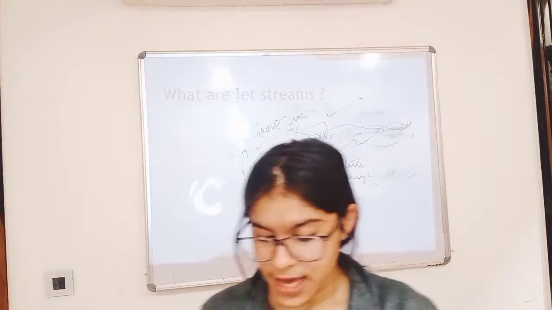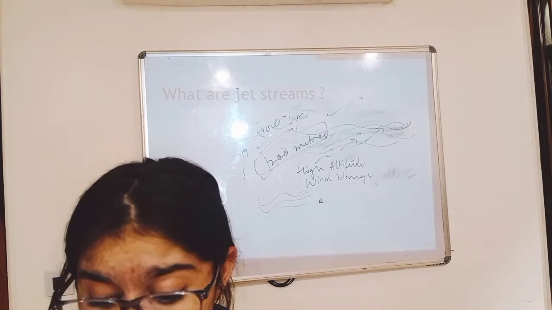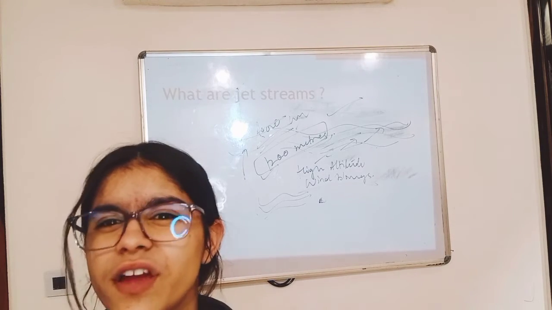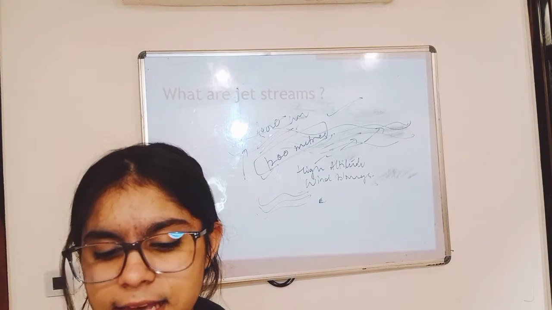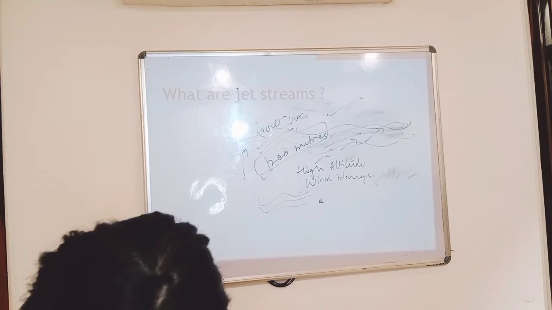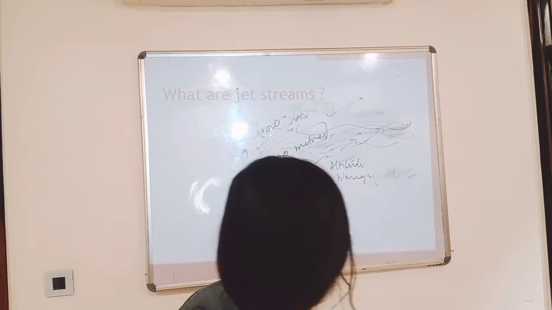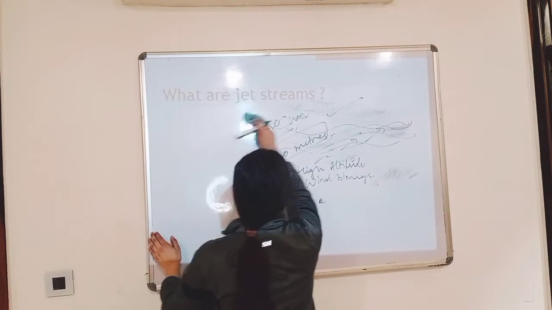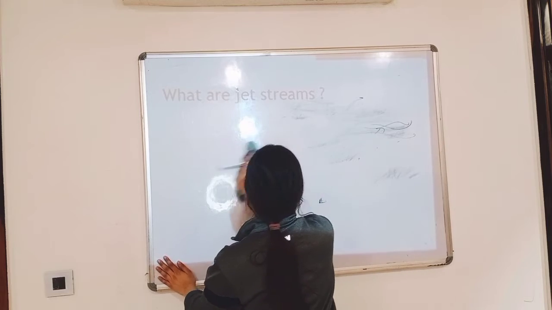So does something happen? In winter, it becomes faster. Means the winds start moving very fast in winters. In winters, their speed is 184 kilometers per hour. Okay. I hope jet streams is clear to you.